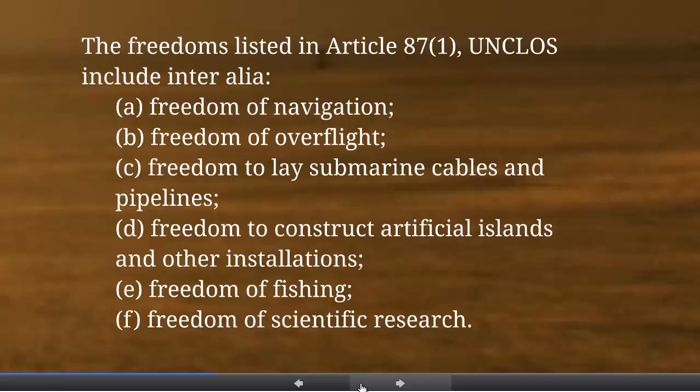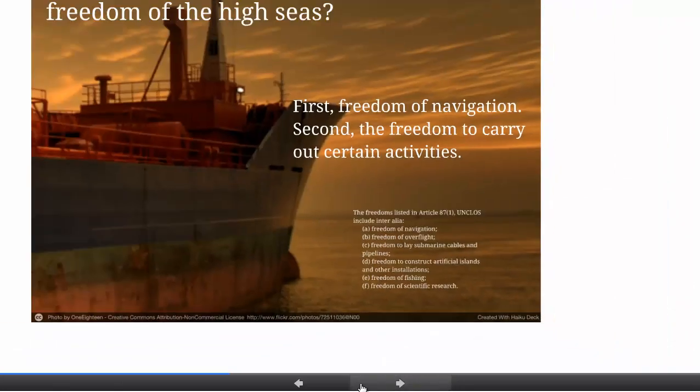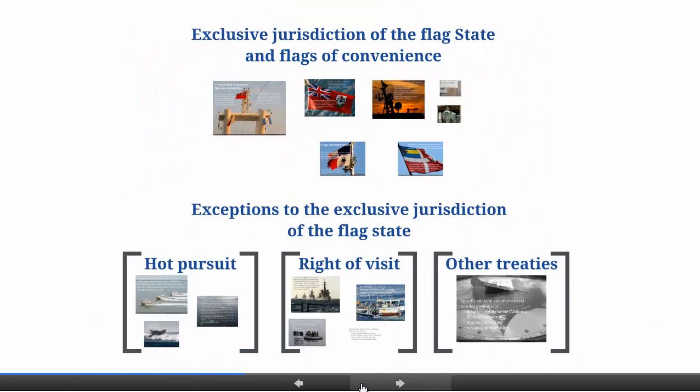Submarine cables are obviously extraordinarily important to internet communication and telephone communication. The freedom to construct artificial islands and other installations, at least beyond national jurisdiction and the limits of other states' continental shelves. Freedom of fishing, historically an exceptionally important freedom, and freedom to conduct scientific research. So, all of those freedoms are exercised under the principle of the exclusive jurisdiction of the flag state. Now let's explore that principle and some of the problems it potentially gives rise to.